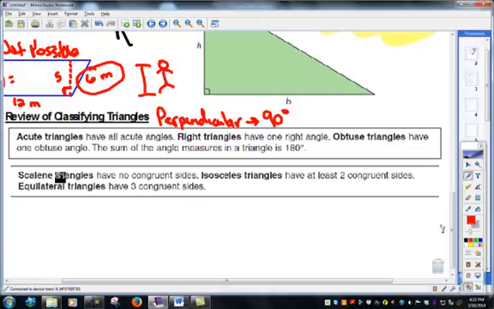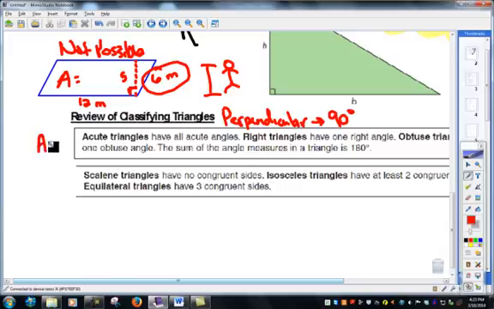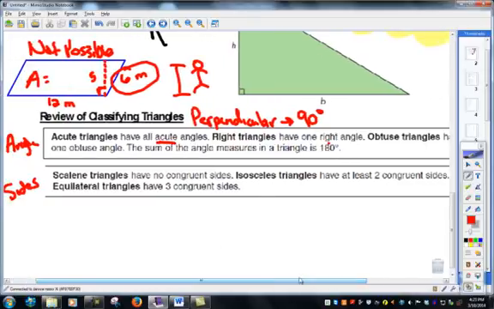Classifying triangles. You can either classify triangles by angles, or you can classify triangles by sides. This one's by angles, this one's by sides. Acute triangles have all acute angles, all less than 90. Right triangles have one right angle, one 90-degree angle, and obtuse triangles have one obtuse angle, which is greater than 90.